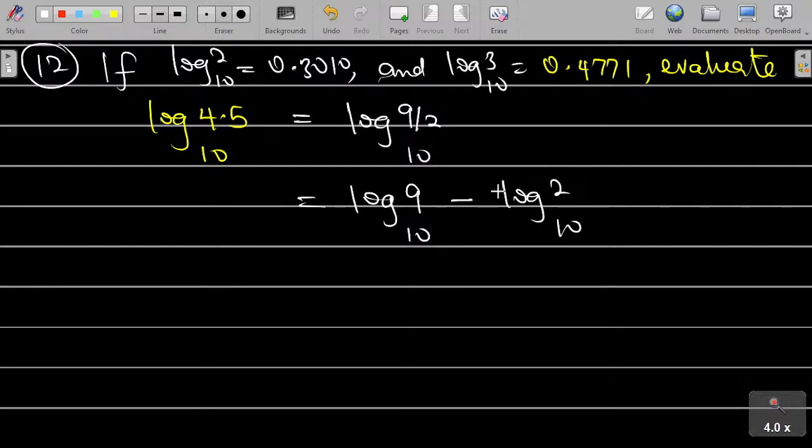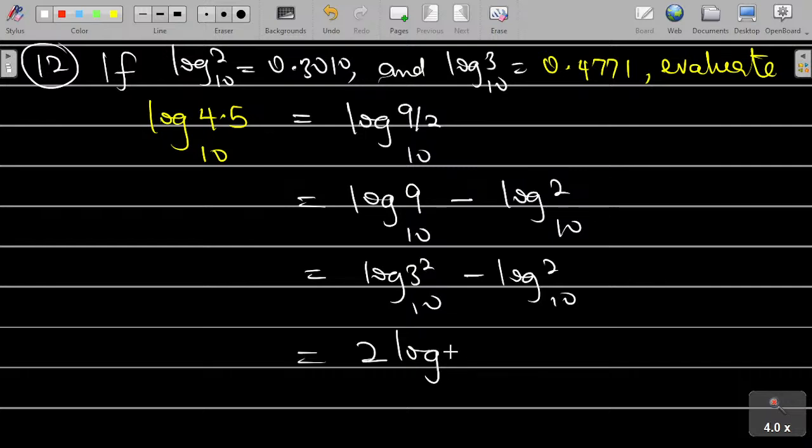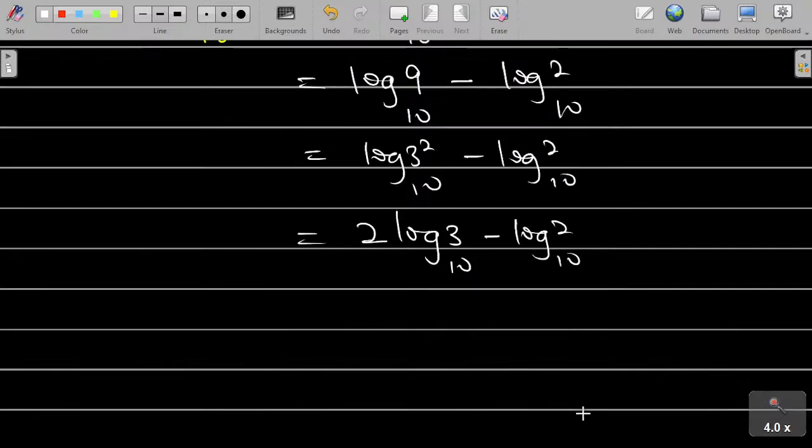So we have achieved that here, so we need to also see what we can do with this one. And of course this is the same thing as log 3 to the power of 2 base 10 minus log 2 base 10. So I can bring the 2 to the front, and I'll have 2 log 3 base 10 minus log 2 base 10. So at this point I can now try to substitute.